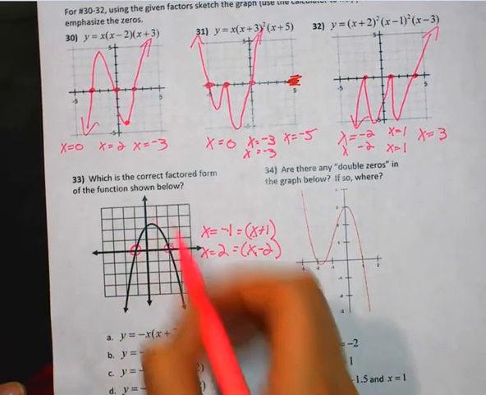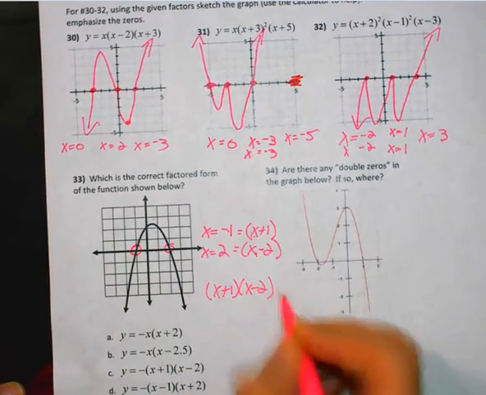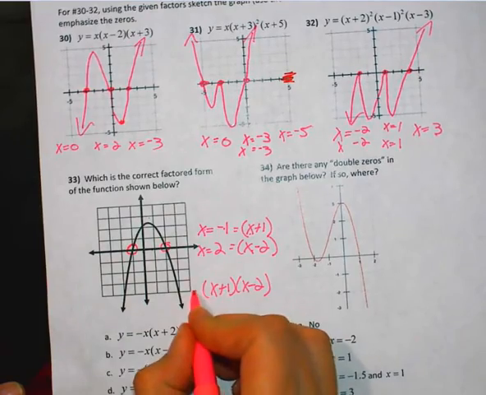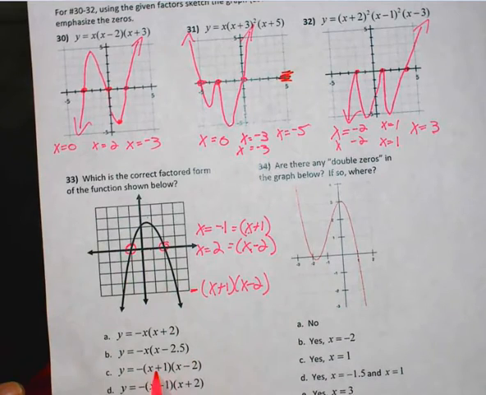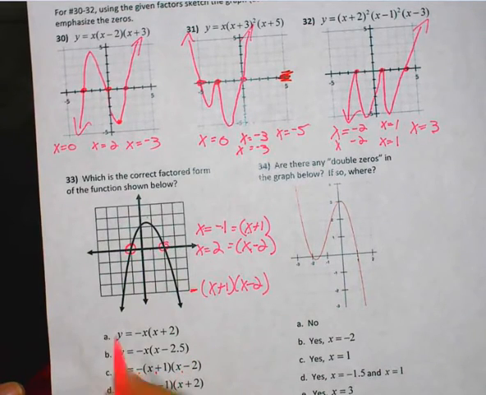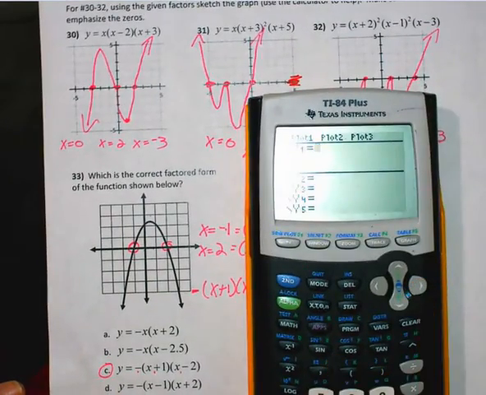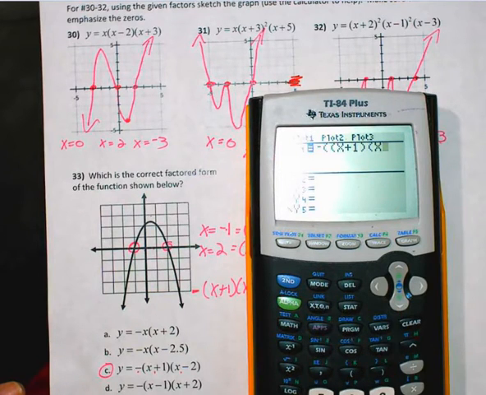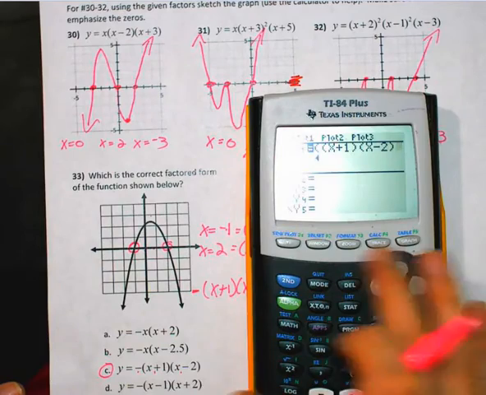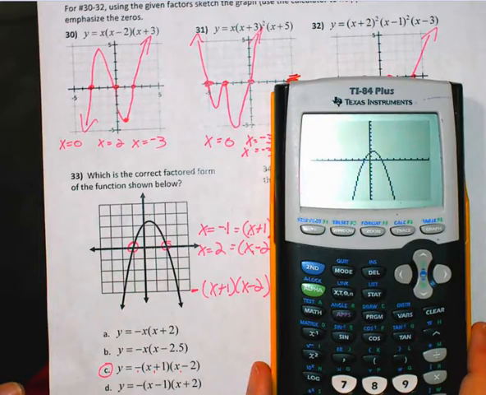Now notice also that this is turned down. So a factor of x plus 1, x minus 2, and I'm facing down, so I know that in front it has to be negative in order for that parabola to face down. So let's take a look. Negative, x plus 1, x minus 2. I have a negative in front because it's facing down. You can always put this into the calculator and double check to make sure that it's right. Negative x plus 1, x minus 2, 6. And we can see that that matches.